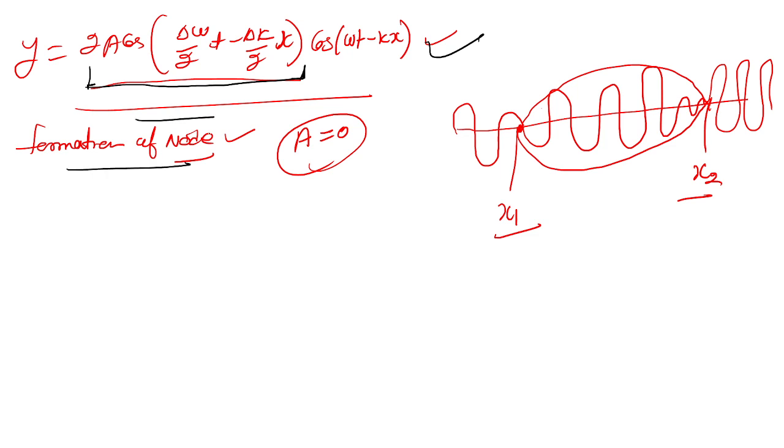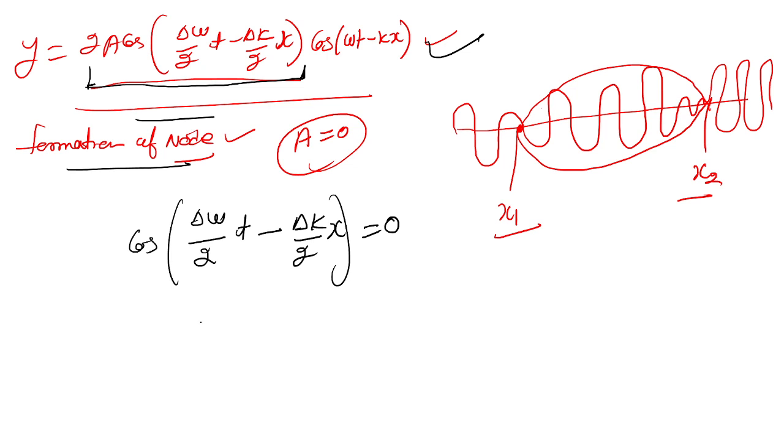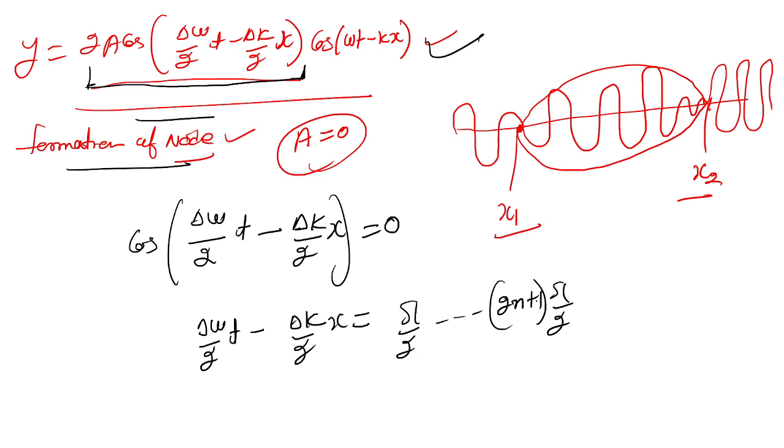So by the formation of nodes, we come to know the ranges within which the particle can be in a particular wave. So we put this equal to 0: cos(Δω/2 t − Δk/2 x) = 0. So (Δω/2)t − (Δk/2)x equals (2n+1)π/2, because cos 90 is 0. This is the simple mathematics that we use.